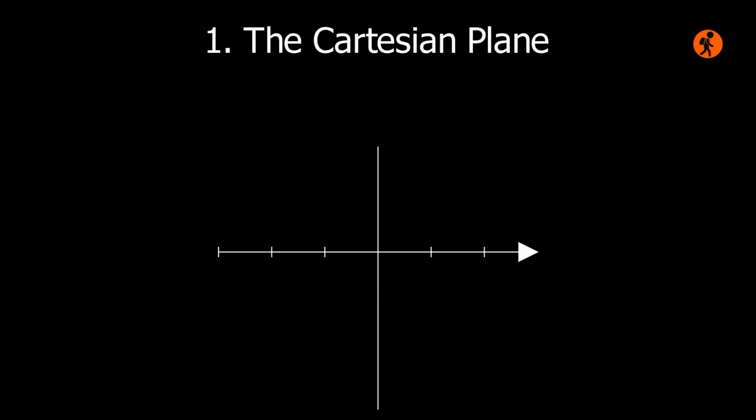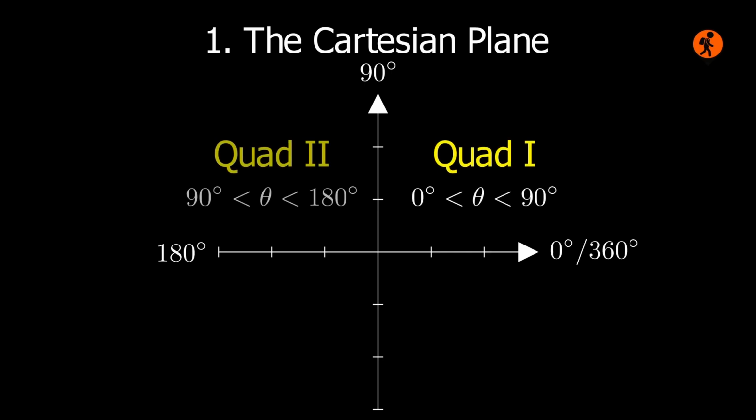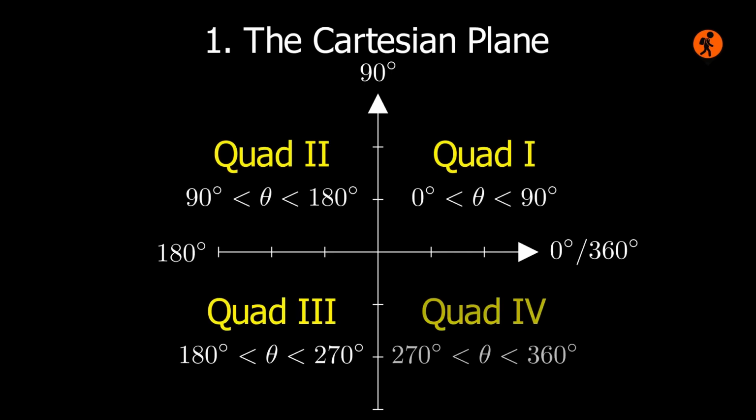Welcome to Grade 11 Trig Revision. Let's start with the Cartesian plane. It is divided into 4 quadrants, starting from 0 degrees and moving anti-clockwise to 90, 180, 270, and back to 360 degrees.